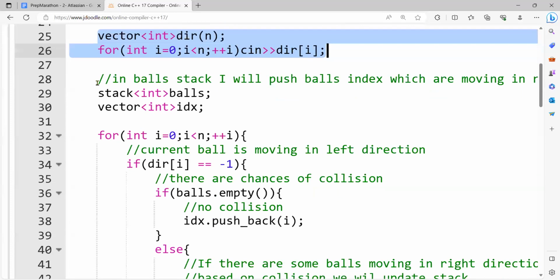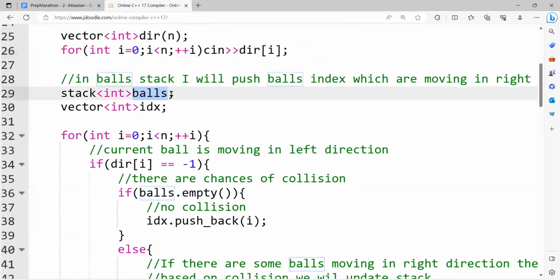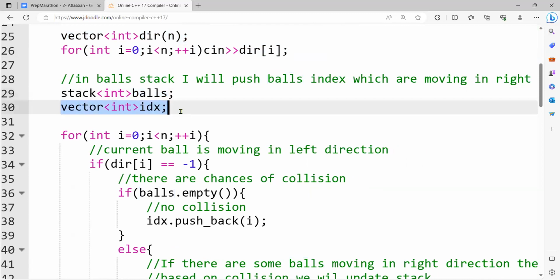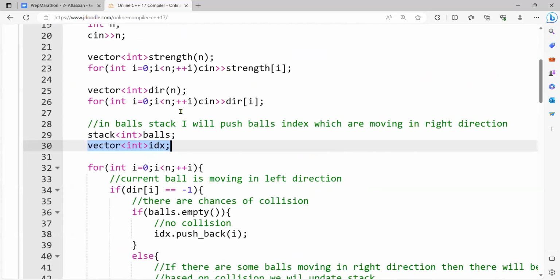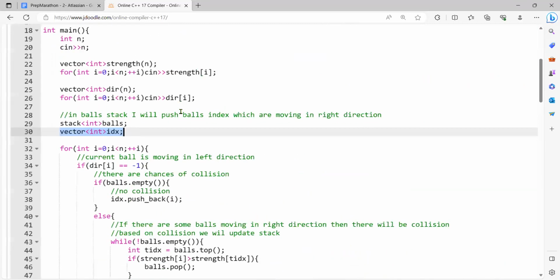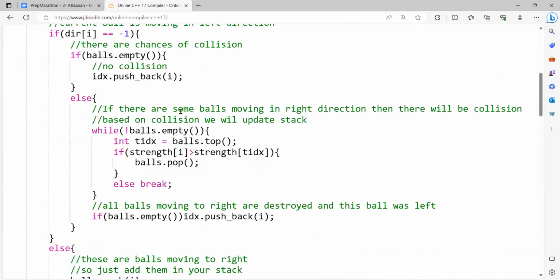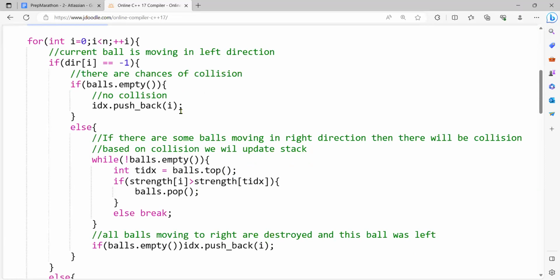Now we have created a stack named balls. You will push those balls' indexes which are moving in the right direction. And this index array will store all the indexes which will survive at the very end after all the collisions. Now we are traversing through the array. See this part very closely.